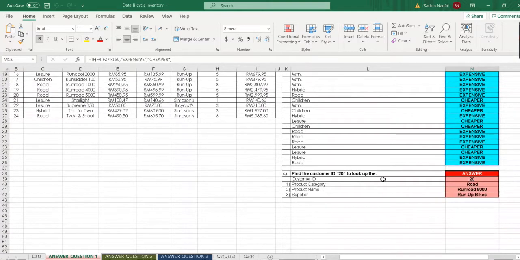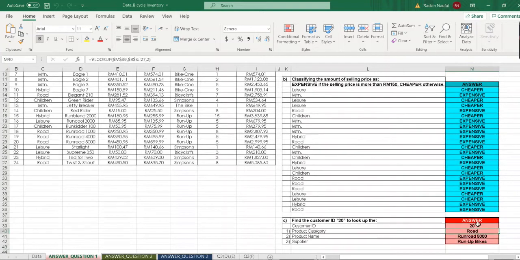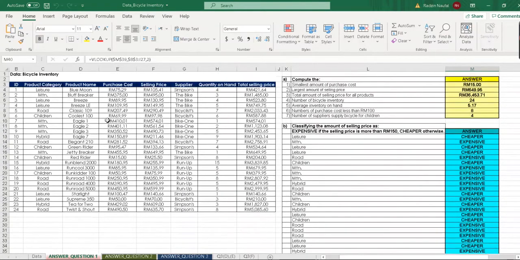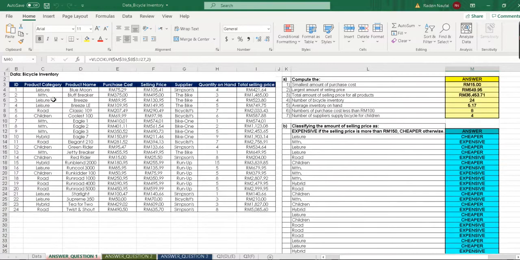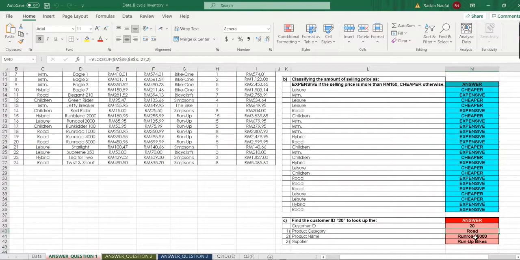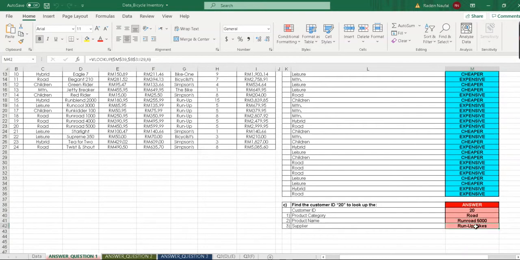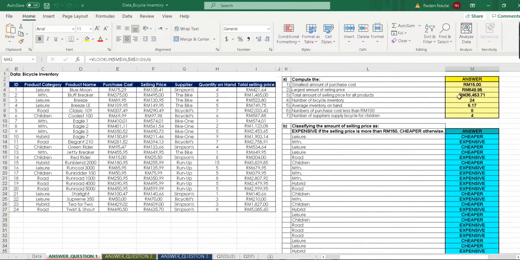For question C, put 20 on the customer ID. C1 equals to VLOOKUP, select 20, and then highlight all the data from ID to total selling price. And then all the data here must put the absolute sign. And then put number 2 because product category is at the second column of the data. Same goes to product name, which is at the third column of the data. And supplier is at the sixth column of the data.